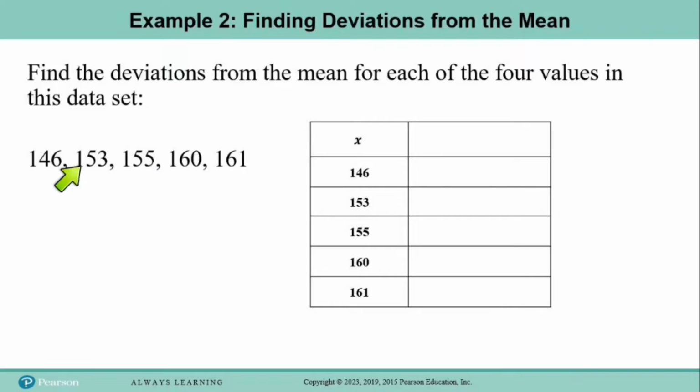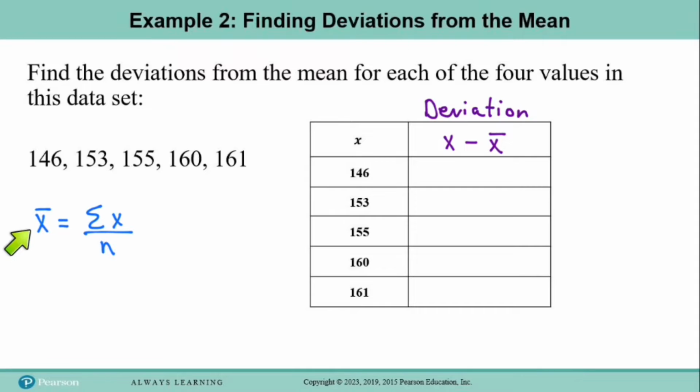We have a data set that contains 5 values, and I've got them listed here in the table. All we're doing here is finding the deviation from the mean, and the way to find deviation is to do each data value minus the mean. To do that, we'll need to calculate the mean over here. Remember that the way to find the mean of a data set is to sum all the data values together and divide by the number of values. So let's add these 5 numbers together and we'll get a total of 775. Divide that by 5 and the mean of our data set here is 155.